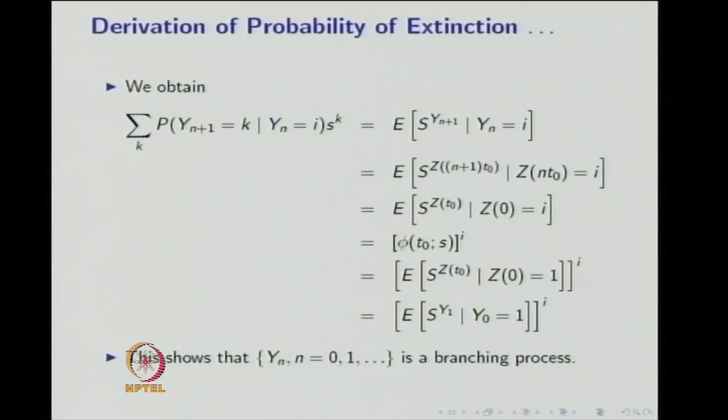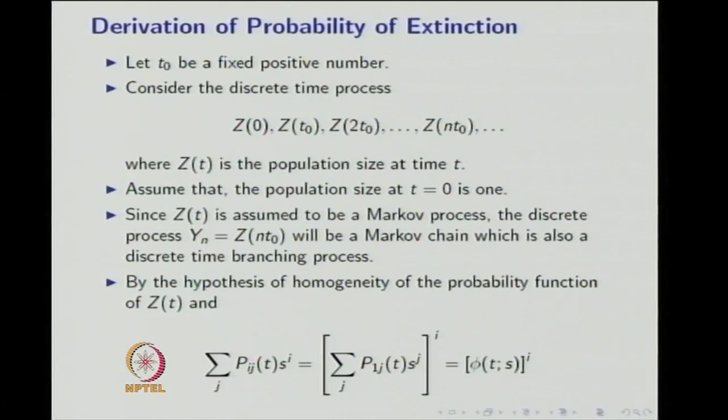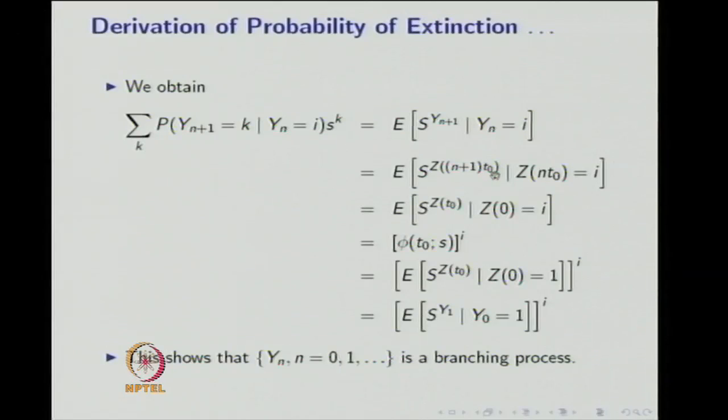using these two, we are finding the summation over k of the conditional probability of Yₙ₊₁ = k given Yₙ = i, multiplied by s^k. That is nothing but the expectation of s^(Yₙ₊₁) given Yₙ = i. Because Yₙ is Z(nt₀), Yₙ₊₁ is Z((n+1)t₀). This is true for all n, therefore that is the same as the expectation of s^(Z(t₀)) given Z(0) = i.